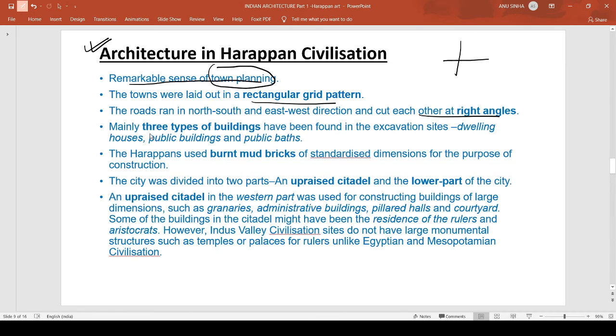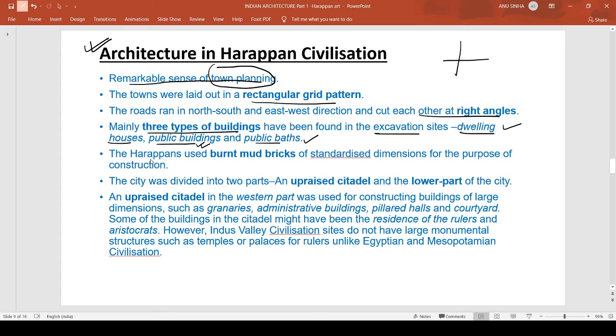Mainly three types of buildings. Three types of building यहाँ पे present थे, has been found in the excavation sites. क्या क्या types के? एक तो dwelling houses हो गए, एक public buildings हो गए और एक था public baths. So three types of buildings were dwelling houses जहाँ पे लोग रहते थे. एक public building होगा जैसे aristocrats का, जहाँ पे ऑफिस के कामकाज ऐसा कुछ होता होगा. और तीसरा हो गया public bath, जो हमने Great Bath देखा था मोहनजोदारो में.